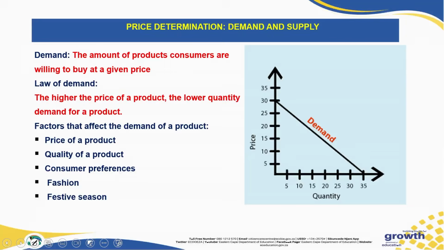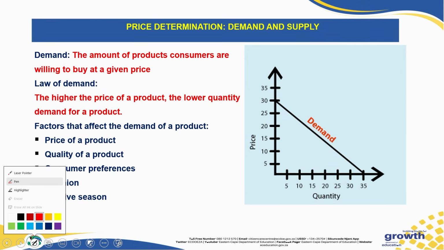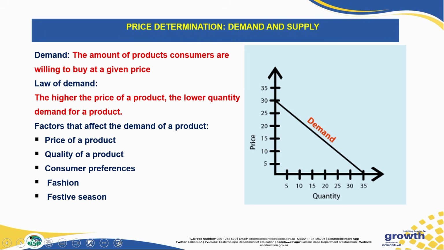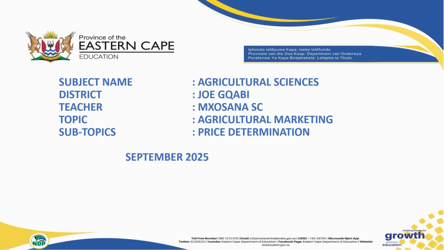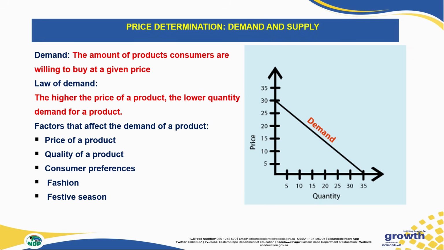Okay. And then the definition for the demand, we say the demand refers to the amount of products that consumers are willing to buy at a given price. So when we define the demand, we say the amount of products that consumers are willing to buy at a given price. That is the definition of demand.